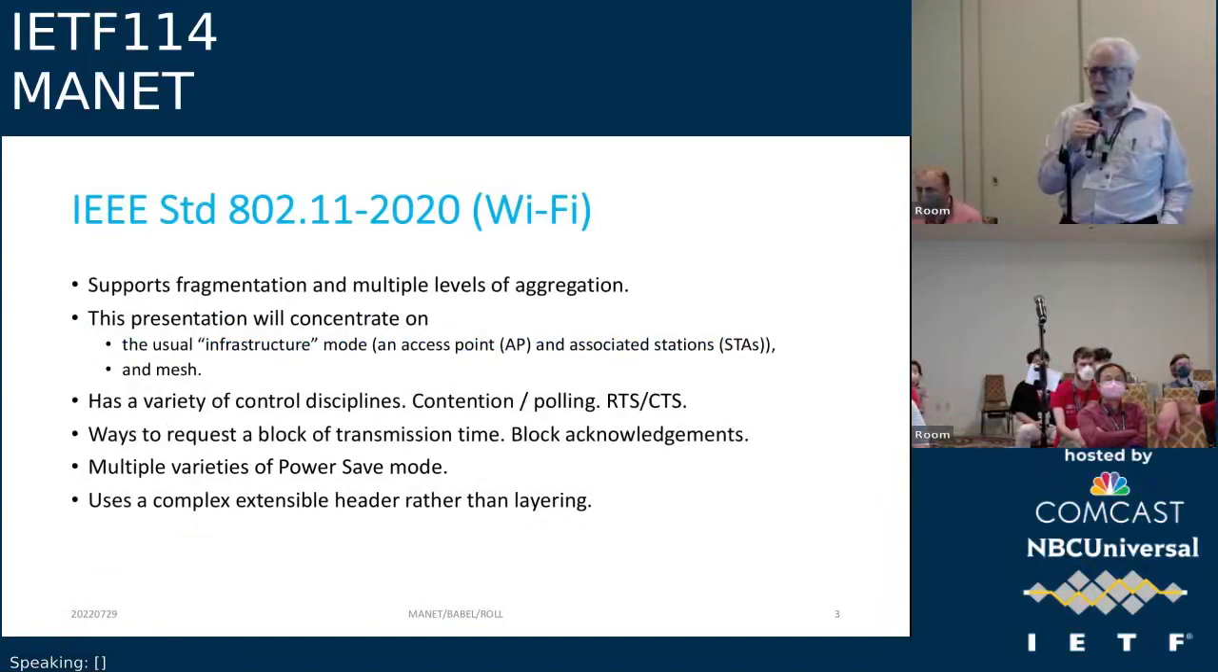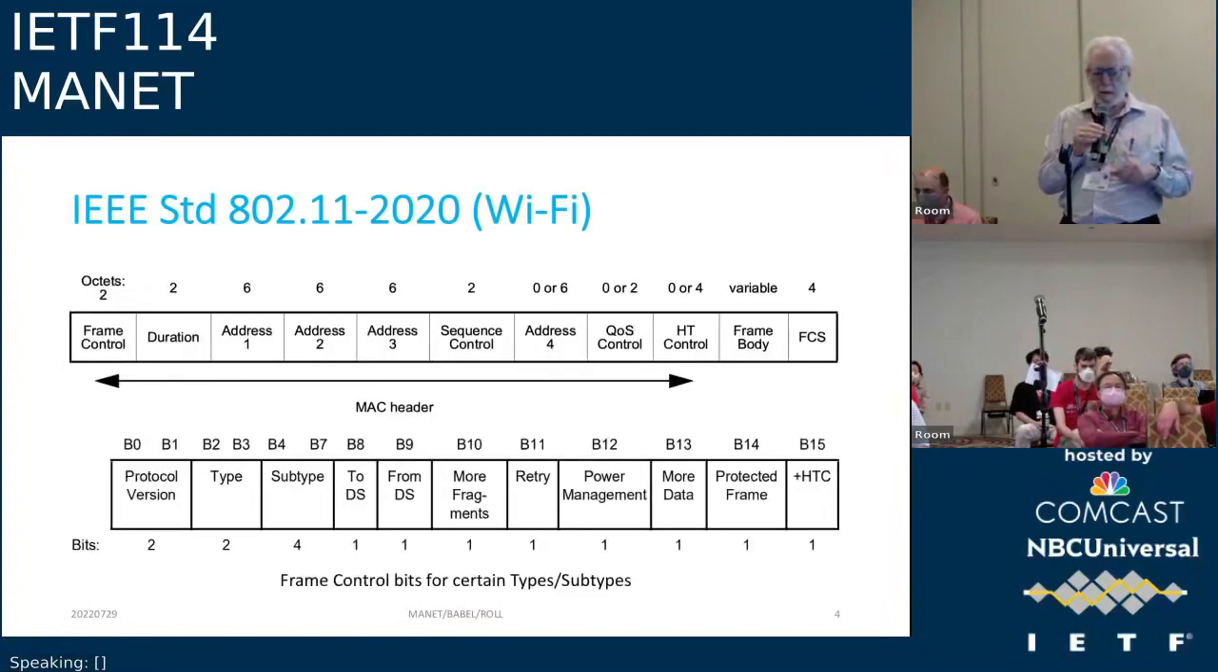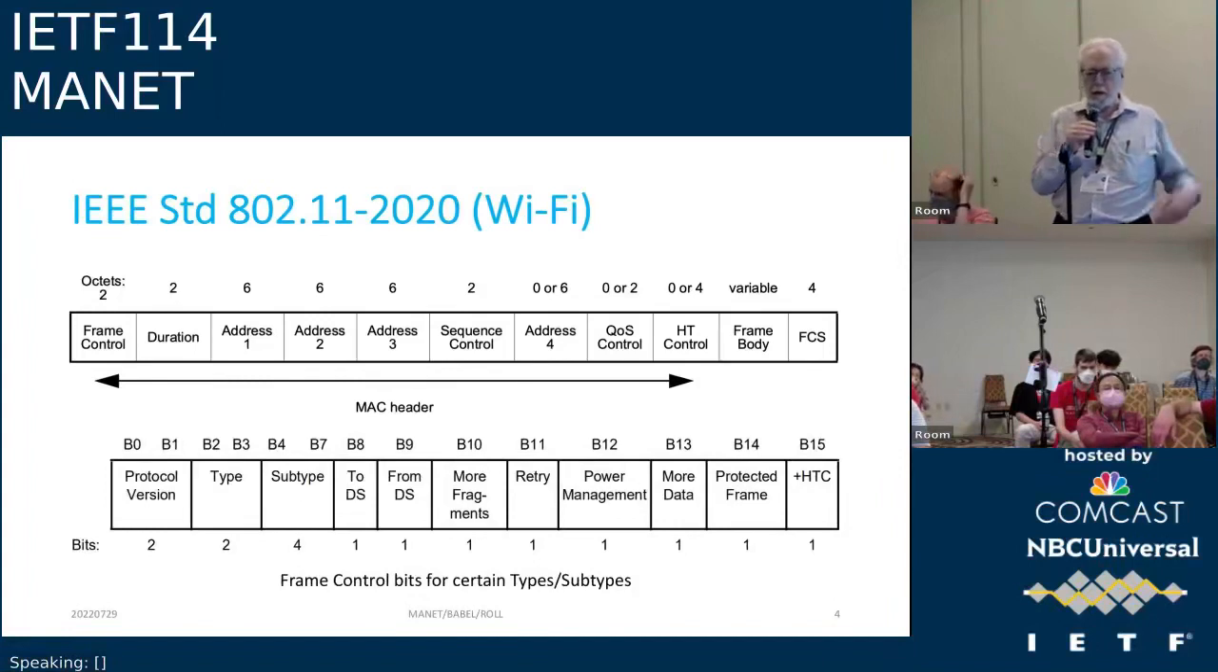It's got fragmentation and aggregation, multiple levels of aggregation, and mostly talk about the infrastructure mode and mesh. Next slide, please. Now I'm going to skip some of this. So this is what a data frame looks like in 802.11. 802.11 believes in a complex header with extensions rather than layering. It's all layer 2 in a sense, but you could still imagine ways of doing this with nested stuff. Over there on the right, the next to the last thing, there's actually some data. There's a frame body. And then there's the frame checksum. But there's space for lots of addresses, and these are all 48-bit MAC addresses.